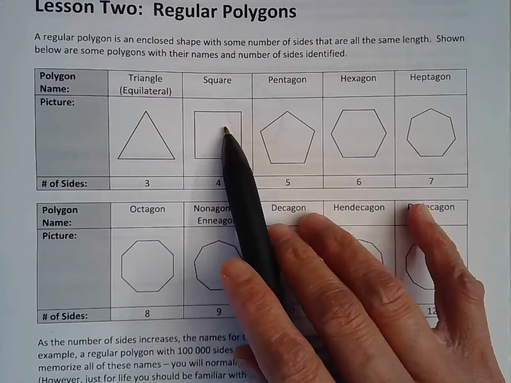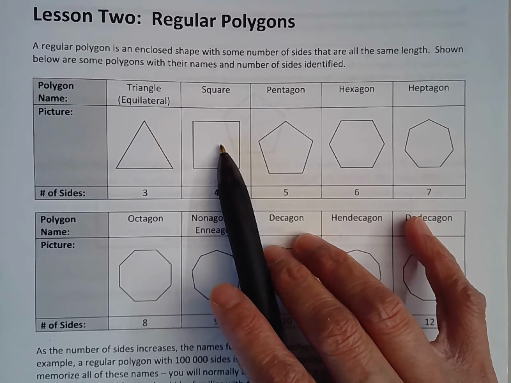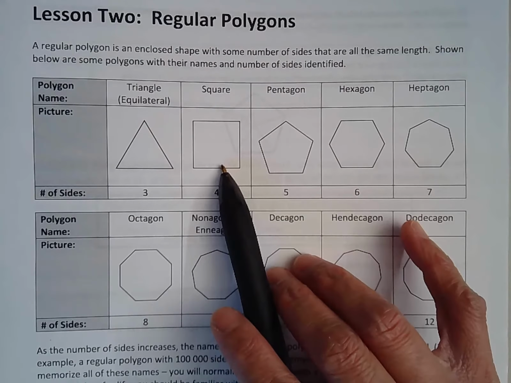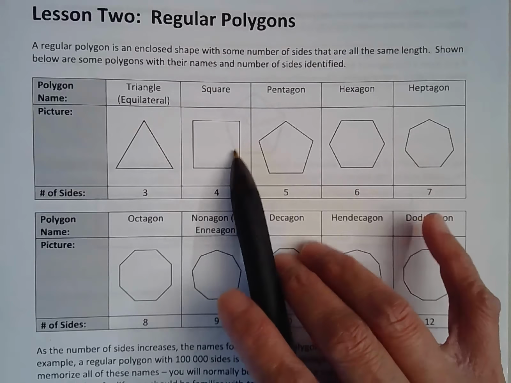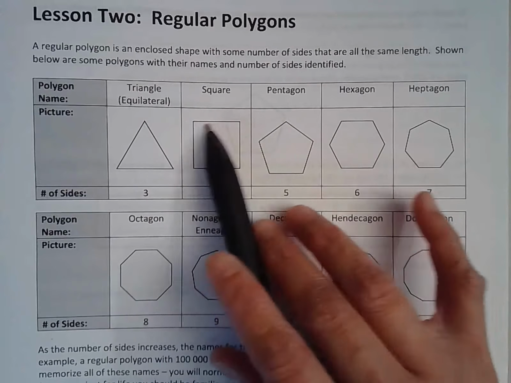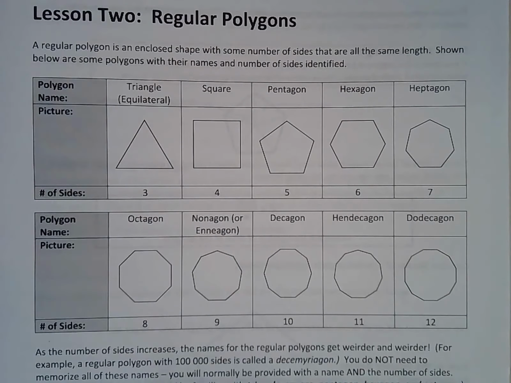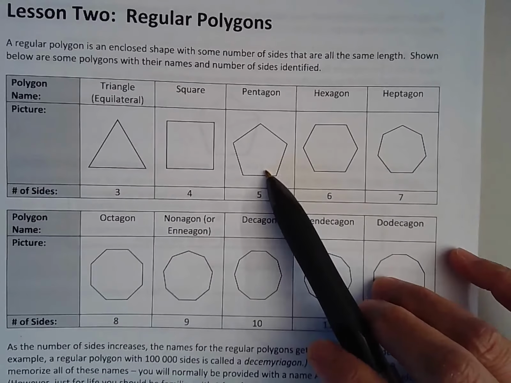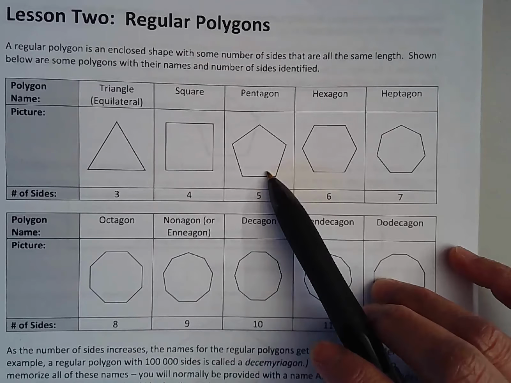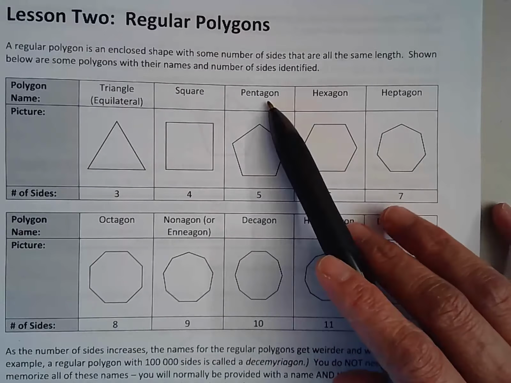Now, here's another one. This one is a four-sided regular polygon. Well, we don't say that, that's too long. What do we call this? Square, right? Square, because the square has four sides and all four sides have the same length. And this one is a five-sided regular polygon. There's a name for that.